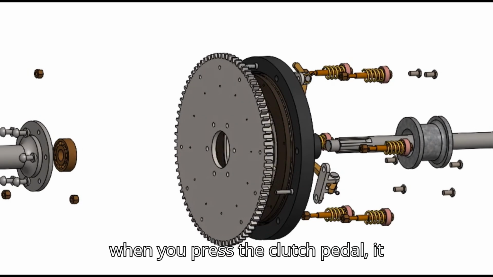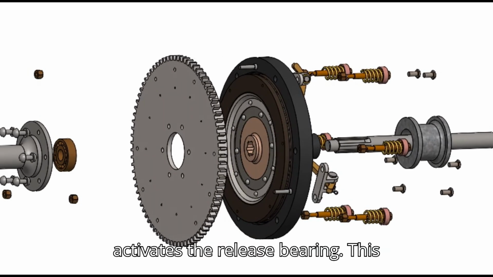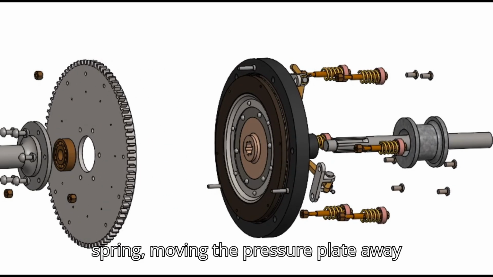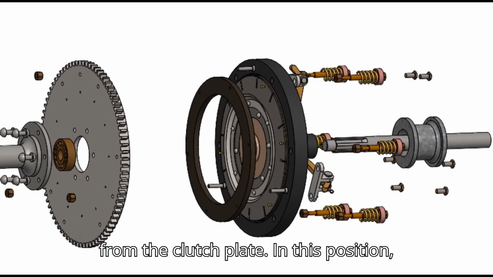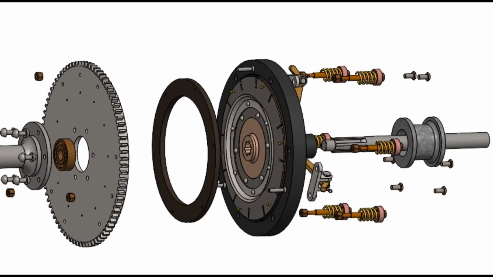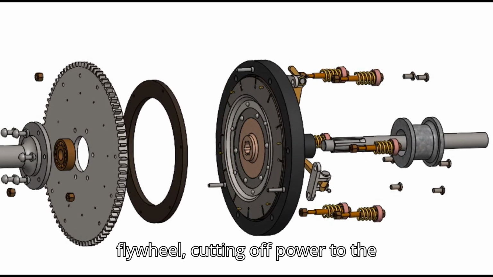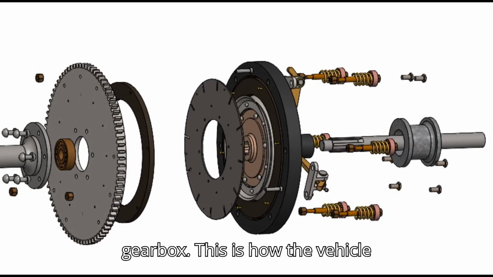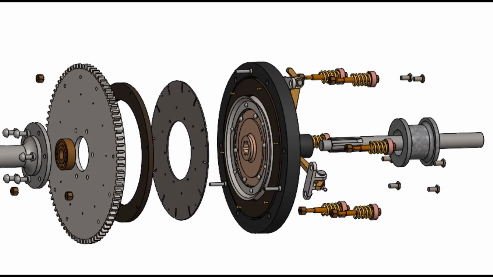Now, when you press the clutch pedal, it activates the release bearing. This bearing presses against the diaphragm spring, moving the pressure plate away from the clutch plate. In this position, the clutch plate is free from the flywheel, cutting off power to the gearbox. This is how the vehicle can stop without turning off the engine.